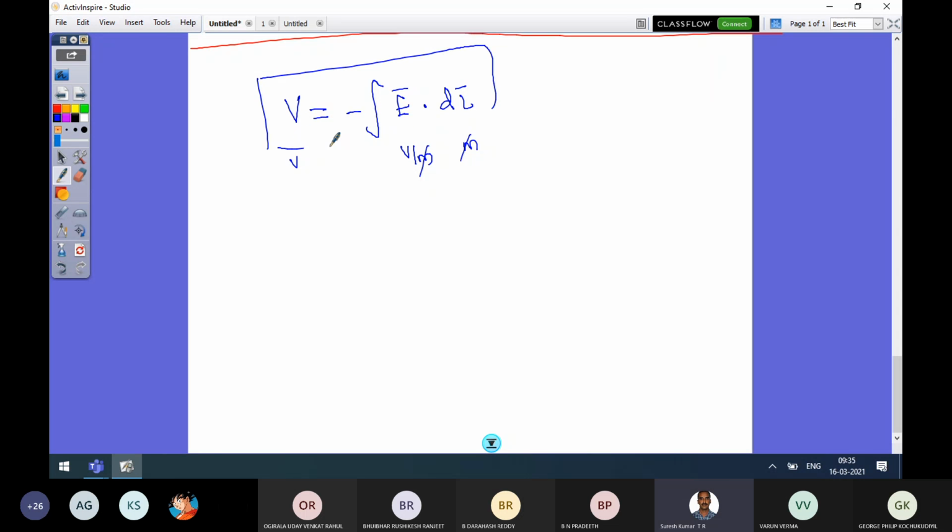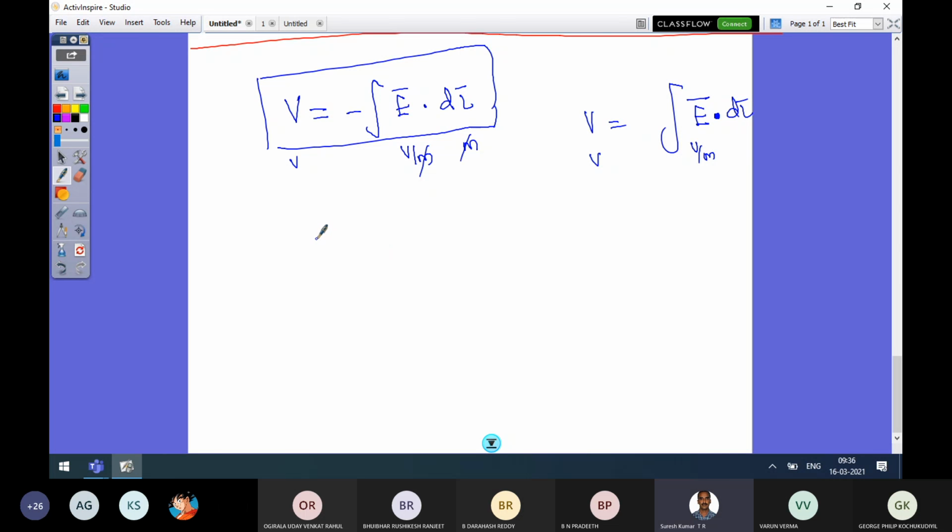In future, you can easily recall how to write it. If you want potential, then you need to integrate the E vector, which is volt per meter, and to get volt you need to multiply with meter, or length. dl should be there. It should not be ds or dv. That's what I want to convey here. And here you want a scalar, so you need to put a dot product. In this way you can reconstruct the equation without memorizing these equations.